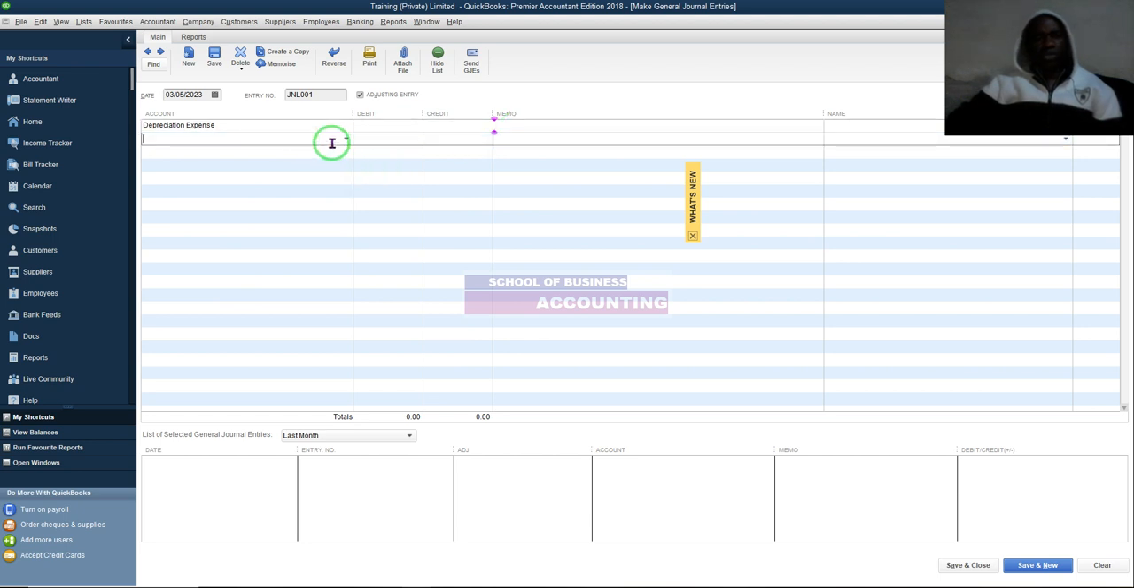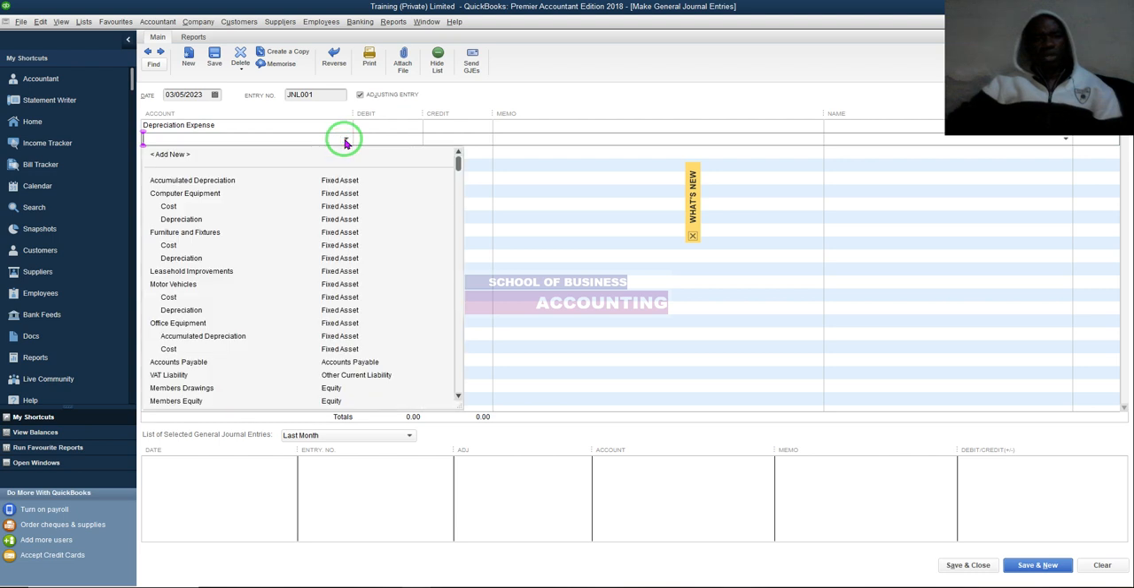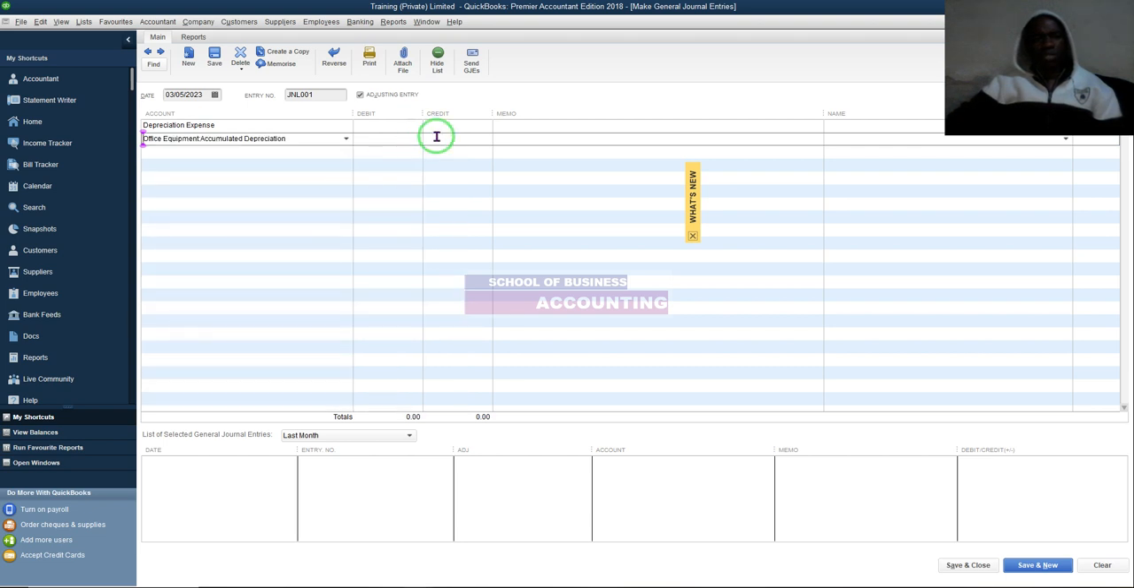Then down here, you could pick your accumulated depreciation account. In this case, we're going to be demonstrating using office equipment. So we'll pick this account, then we put in the amount in the credit column, then we put the description in the memo column. Then you could save and close to process the transaction.